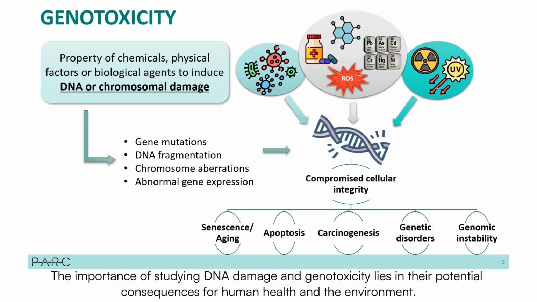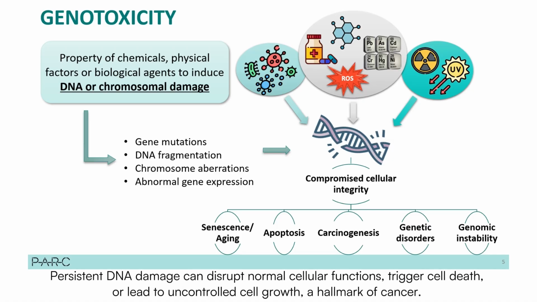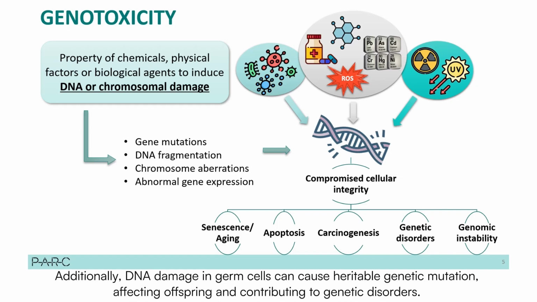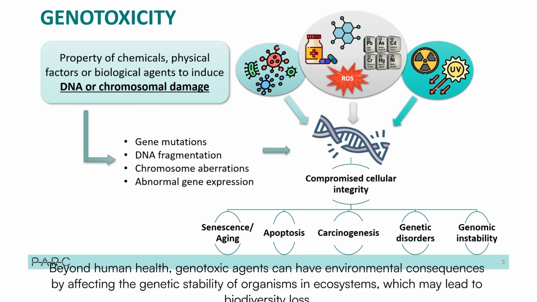The importance of studying DNA damage and genotoxicity lies in their potential consequences for human health and the environment. Persistent DNA damage can disrupt normal cellular functions, trigger cell death, or lead to uncontrolled cell growth, a hallmark of cancer. Additionally, DNA damage in germ cells can cause heritable genetic mutations, affecting offspring and contributing to genetic disorders. Beyond human health, genotoxic agents can have environmental consequences by affecting the genetic stability of organisms in ecosystems, which may lead to biodiversity loss.